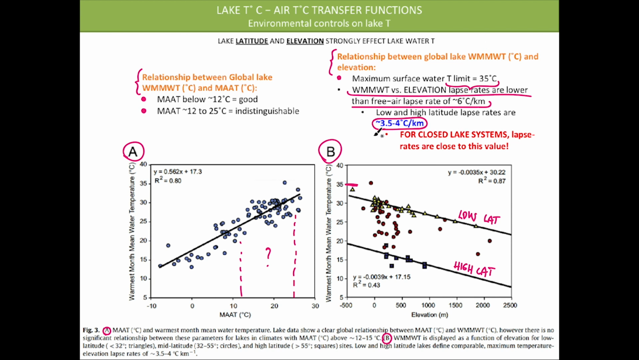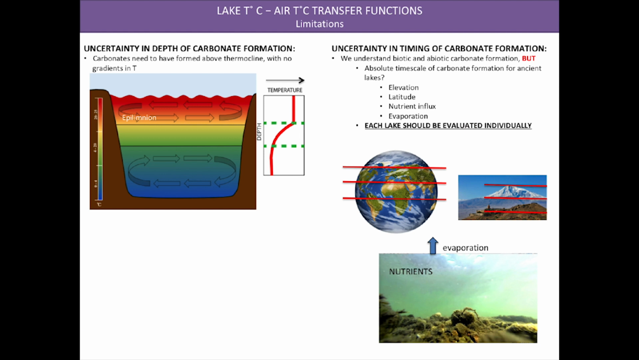So for closed lake systems where micrite forms during peak warm season months, temperature elevation lapse rates are likely closer to the warmest month mean water temperature lake lapse rate of 3.5 degrees C per kilometer. Now, there are some limitations of transfer functions for paleoclimate reconstructions. First, we have an uncertainty in depth of carbonate formation. Transfer functions relate surface water temperature to climate. To use them, we need to make sure carbonates are formed in the upper several meters of the water column, above the thermocline and outside periods when temperature gradients exist in shallow waters.